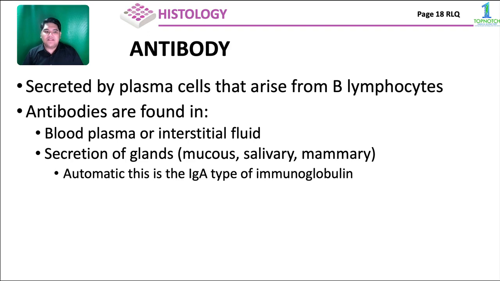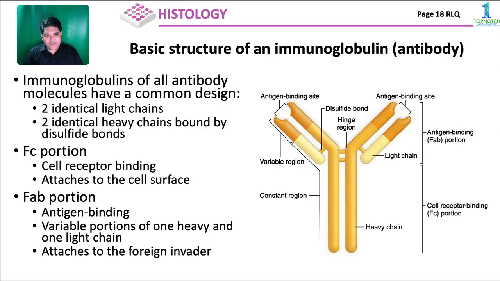Saan nakikita ang antibodies? Blood, plasma, or your interstitial fluid. Meron din ang mga secretion of glands. Again, glands are specialized type of epithelia. Usually in the mucous, salivary, and your mammary glands. No? Oh, pumasok sa kanya yung apocrine. Merocrine, holocrine. Okay, sige. Kapag nakalimutan, reviewin lang. Okay? Now, automatic, alam naman natin na kapag secretions, when talking about immunoglobulins, it is automatically your type A or your IgA immunoglobulin. So this is the basic structure of an immunoglobulin or an antibody.